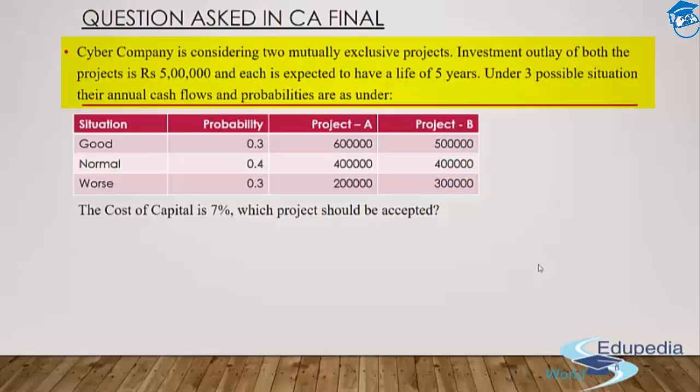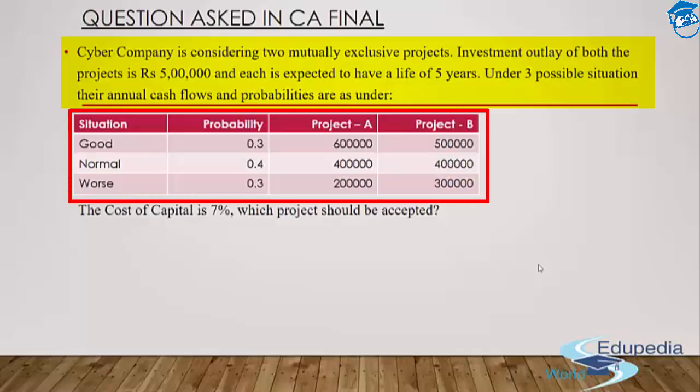There are three different situations. We need to categorize it in each of the possible manner. Number one, good situation. Number two, normal. And then comes worse. The probability of happening of the good situation is 0.3. Normal one, 0.4, and worse being 0.3.